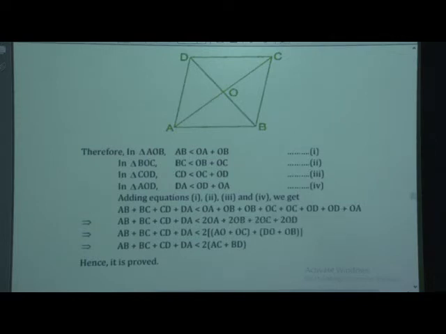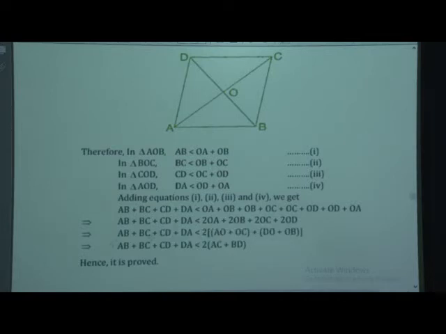Here you are finding OA 2 times, OB 2 times. So what we will do? We will collect together, or we will write directly 2 OA, 2 OB, 2 OC and 2 OD. Here we are having AB plus BC plus CD plus DA. So this is smaller than this 2 times OA, OB and OC and OD.